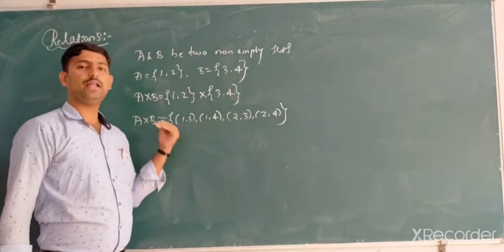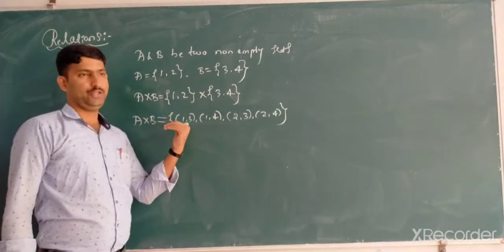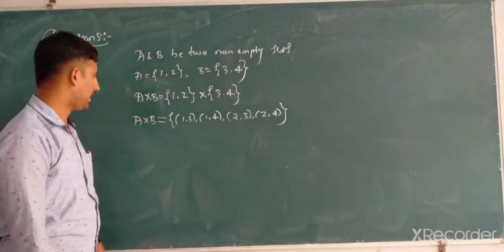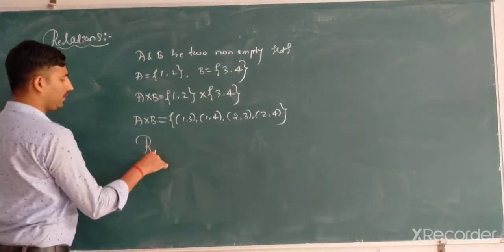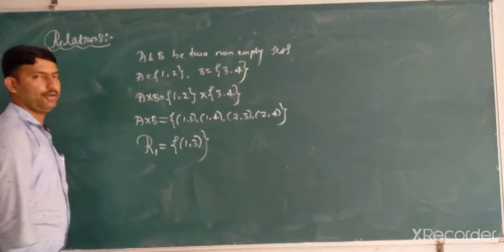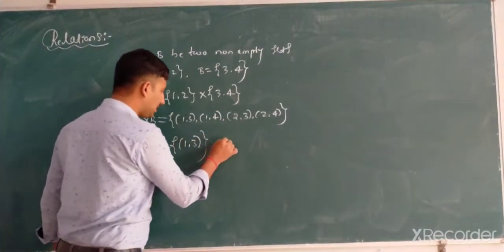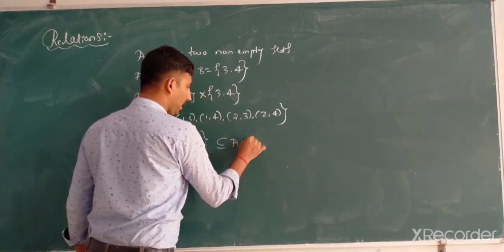Once you find out the value of A cross B, then with the help of this, you can create a relation that is R. I will take one relation, that is R1 is equal to 1, 3. It is a relation. Why? Because this R1 is a subset of A cross B.